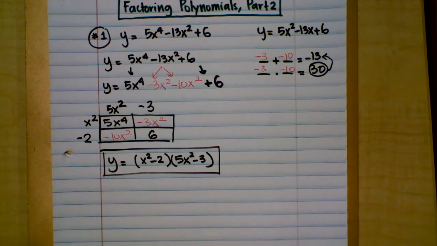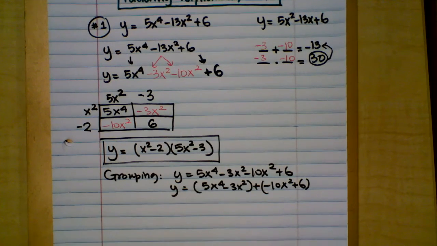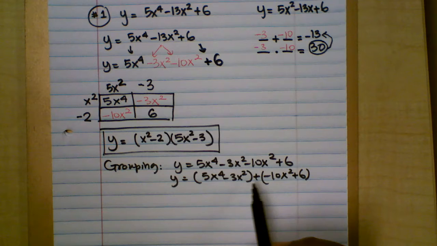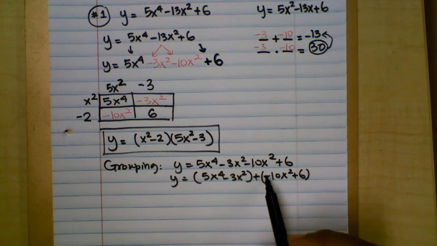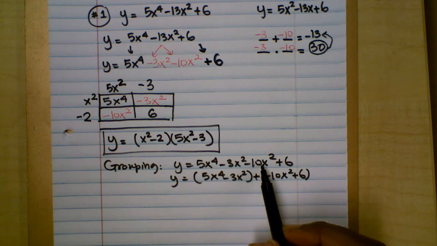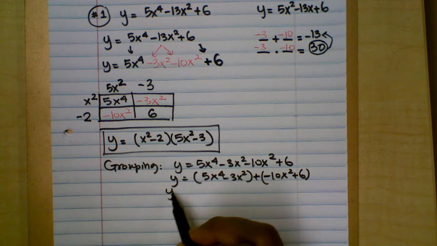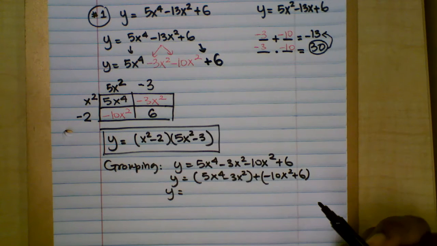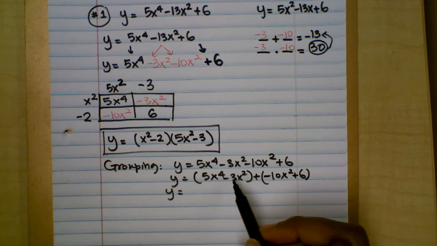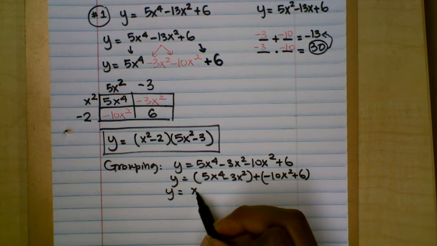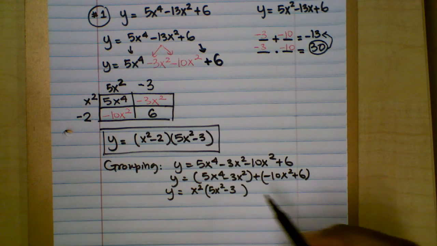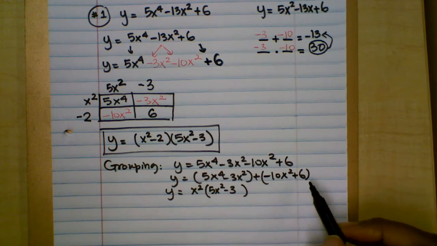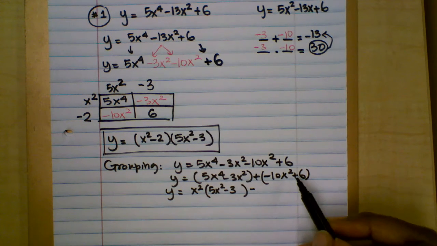And if you wanted to do it by grouping, let me show you how you do that. I group the first two terms together and the last two terms together. Make sure that if the third term is negative, you put the negative inside the parentheses. Now the goal is, again, to factor out the greatest common factor for the first two terms. It's just going to be x squared. So then I'm going to write 5x squared minus 3. Then here I'm going to pull out the greatest common factor, which is going to be negative 2.